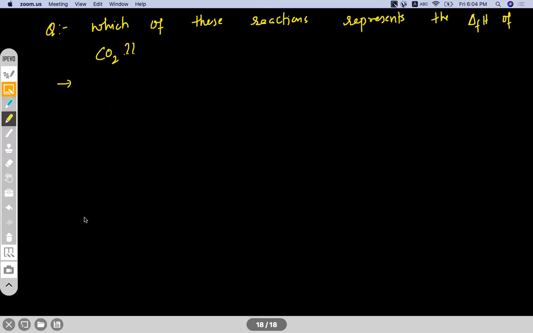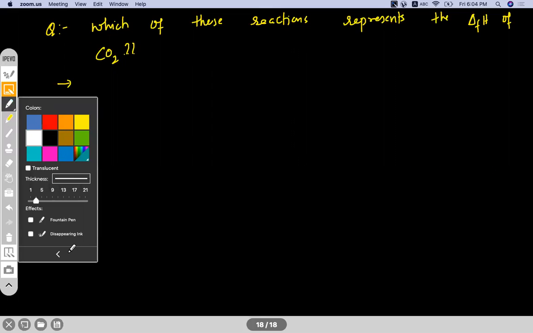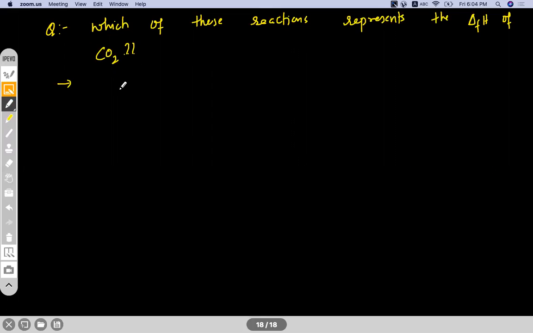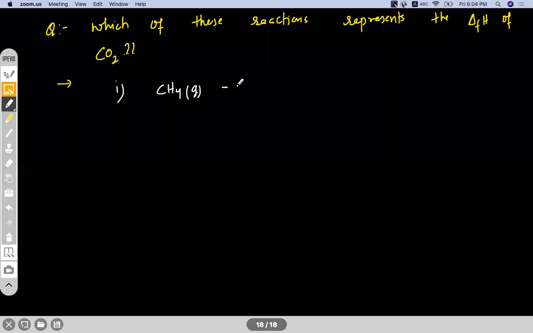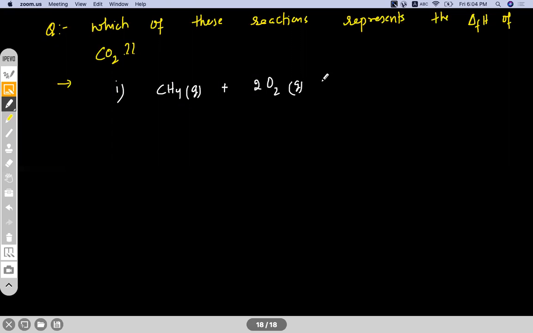Yeah. So four reactions I'm writing down here. The first one is CH4 gas plus 2O2 gas gives CO2 gas and H2O liquid. First one is this.